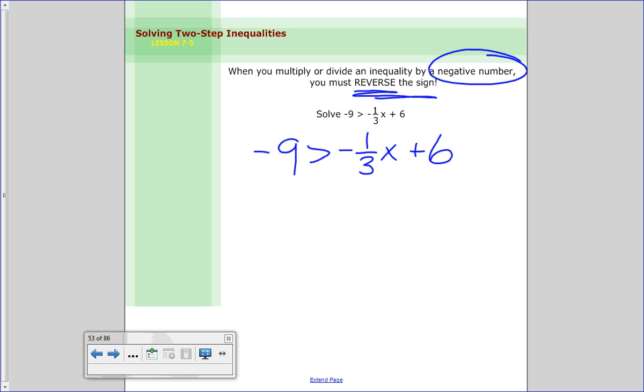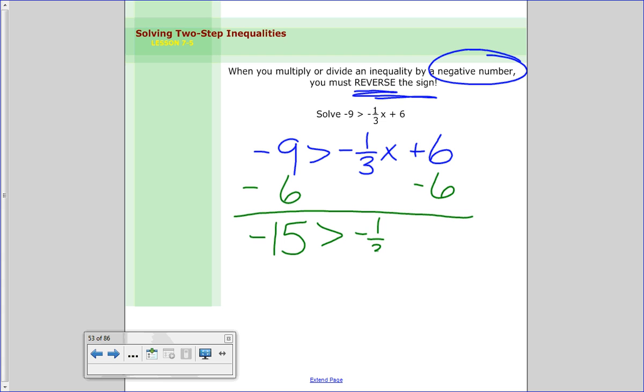Well, we go through these same steps to solve it. First step, get rid of this 6. Oops, I can't add 6. I have to subtract it. There we go. So I have negative 15 is greater than negative 1/3 times x. To solve this, I'm going to multiply this side by a negative 3 over 1, the reciprocal, and multiply this side by a negative 3 over 1. So I'm left with x, and then, well, negative 3 times negative 15 over 1 is a positive 45.